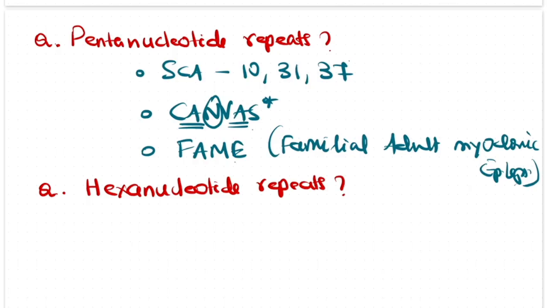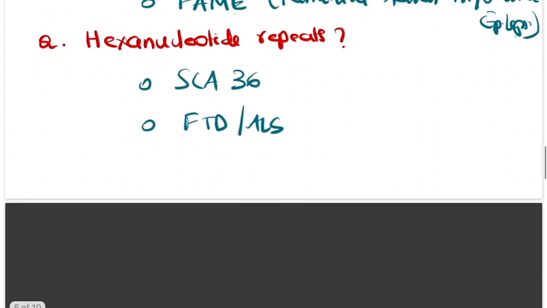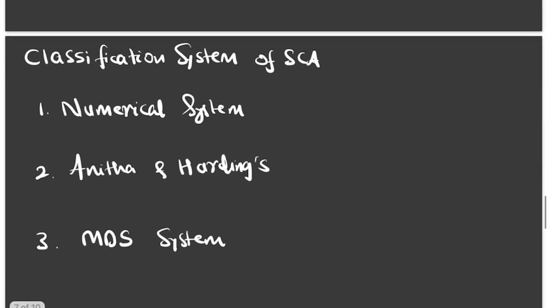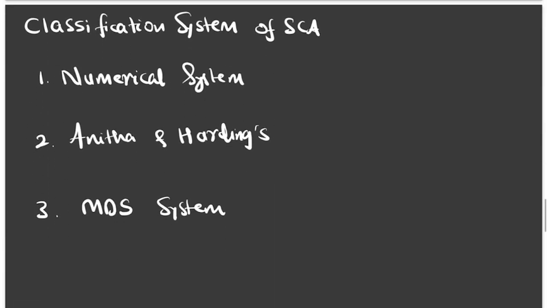I've included here all the neurological conditions with these repeat disorders, not just ataxias. Okay. Next, hexanucleotide repeats. Which type of SCA will have a hexanucleotide repeat disorder? SCA 36. This is the only spinocerebellar ataxia with a hexanucleotide repeat disorder. Then some FTD, that is frontotemporal dementia, and ALS complex can have hexanucleotide repeat disorder. So that is a few important MCQs that might be asked in the entrance exam.